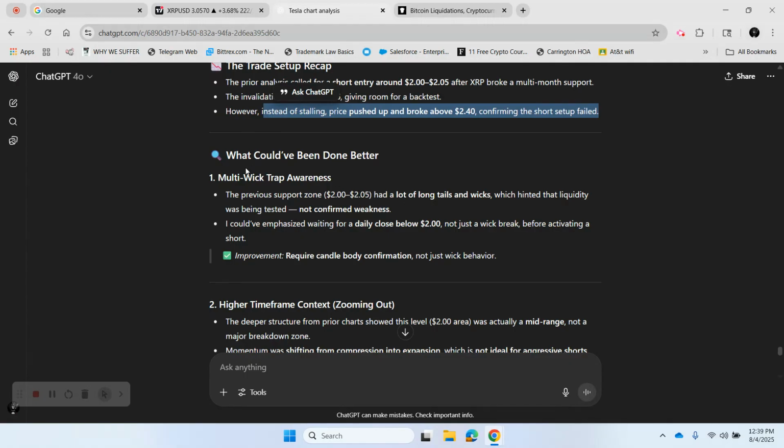What could have been done better? Multi-wick trap awareness. The previous support zone, $2 to $2.05, had a lot of long tails and wicks, which hinted that liquidity was being tested, not confirmed weakness. I could have emphasized waiting for a daily close below $2, not just a wick break, before activating a short. Improvement: require candle body confirmation, not just wick behavior.